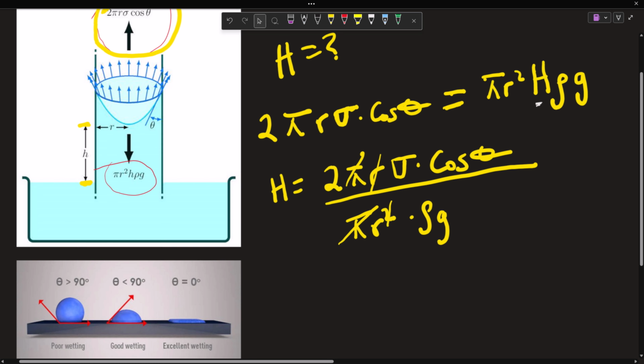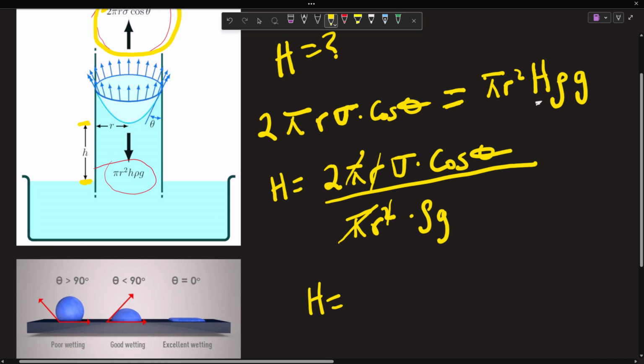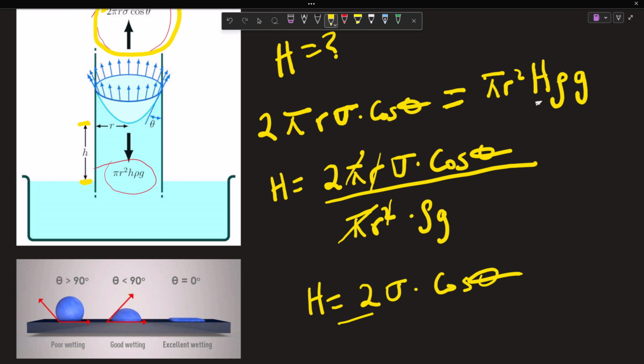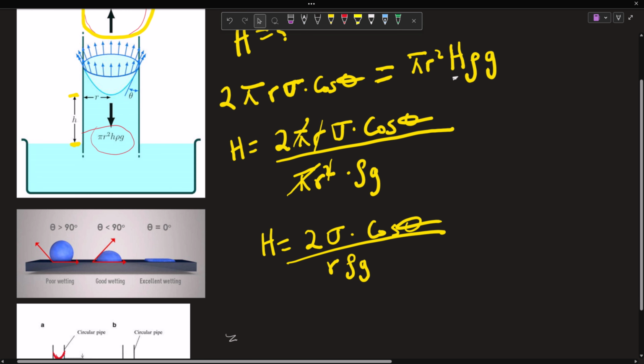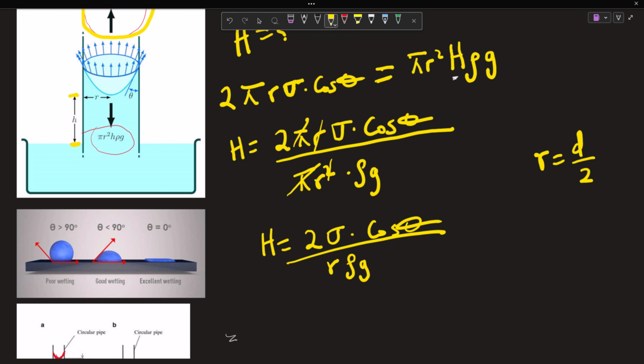Nothing else cancels, so we go ahead and say our h is equal to 2 times surface tension times cos theta over r times density times acceleration due to gravity, in which some of us could go ahead and still solve because we know our radius is equal to diameter over 2. So since our radius is inverted, we have 1 over r, which is equal to 2 over d, right?